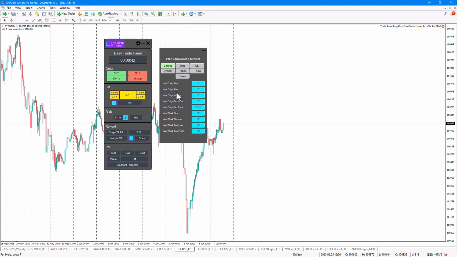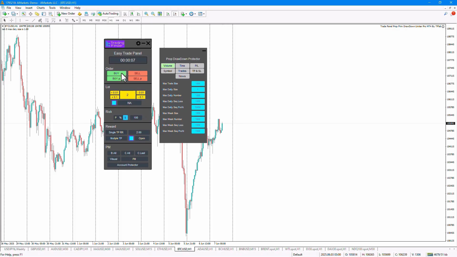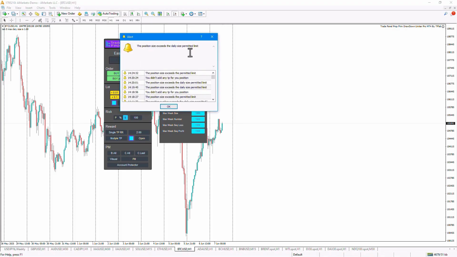The next section is specifically related to the max daily size, where in this section we can specify and set the maximum total trade entry volume for a single day. For example, here I set the value to 1 lot, which means that during one day I am only allowed to enter 10 trades with a volume of 0.1 lot each, so that the total volume of all my trades equals 1 lot. If I try to enter a trade with a volume of 2 lots here, the expert advisor will issue a warning and prevent me from entering the trade. In this warning, it tells me that the position size has exceeded my allowed daily limit.